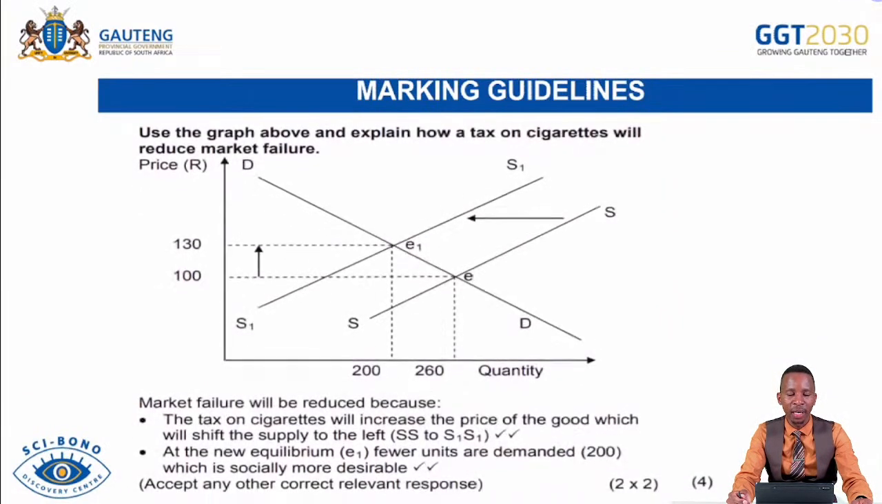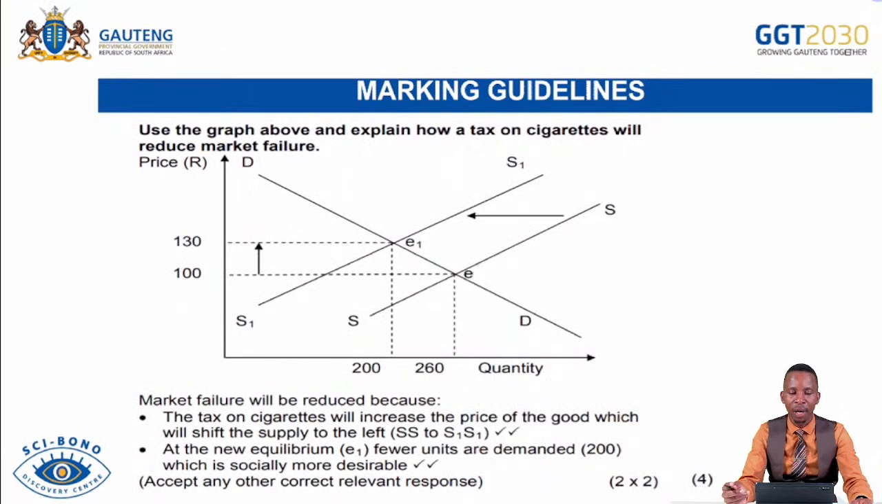We continue the marking guidelines. So use the graph above and explain how tax on cigarette will reduce the market failure. So we can see the tax on cigarette has resulted in the decline in quantity from 260 to 200. And then the price has increased from 100 to 130.